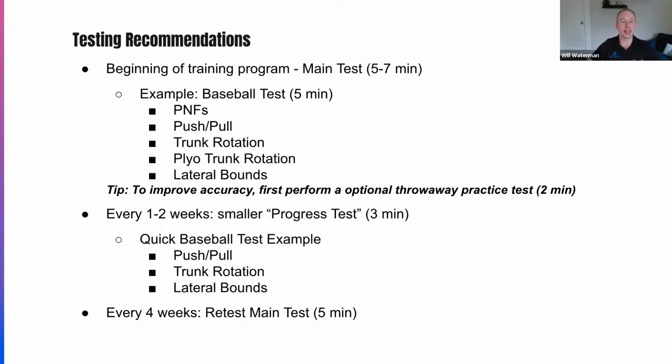So kind of the last thing, and then I want to open it up to questions here at the end. I want to give a few recommendations on how to implement this testing. Probably the best thing that you can do is, at the beginning of a training program with an athlete, select one of what we call a main test from that main screen that is an insights and recommendations generating test. So in this case, I selected the baseball test. It's only going to take you 5 minutes to run through this test, right? And this particular test looks at PNFs, push-pulls, trunk rotations, plyo trunk rotations, lateral bounds. You want to do that test.